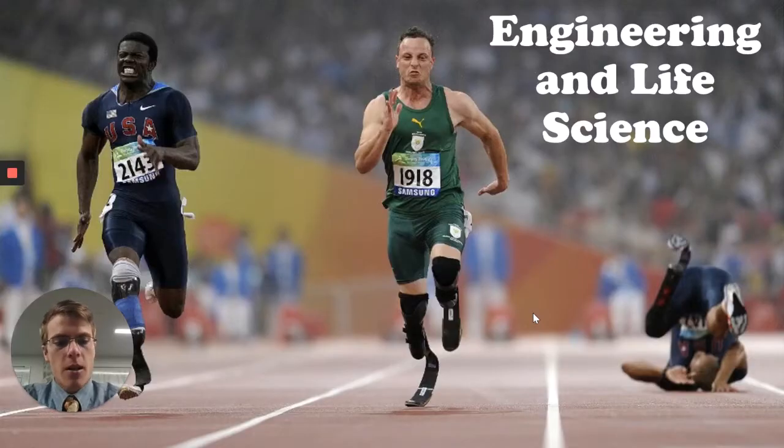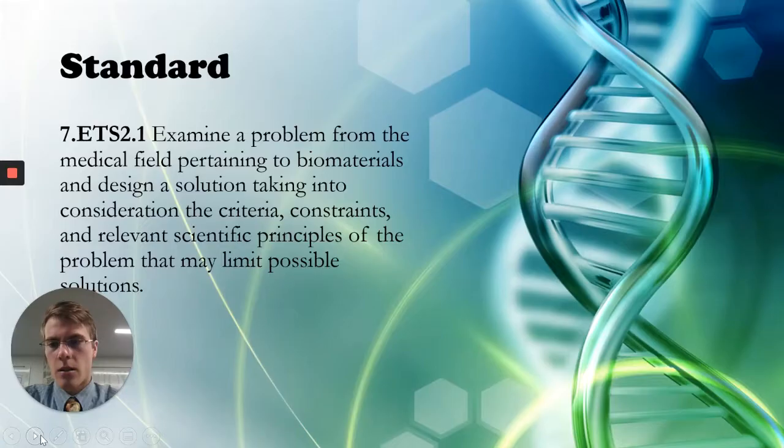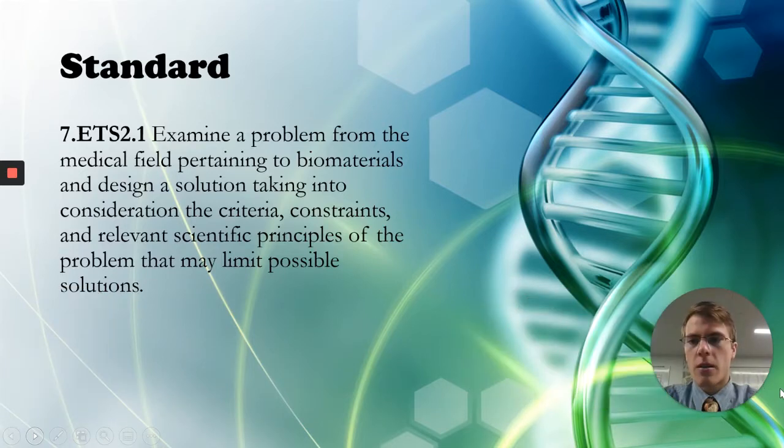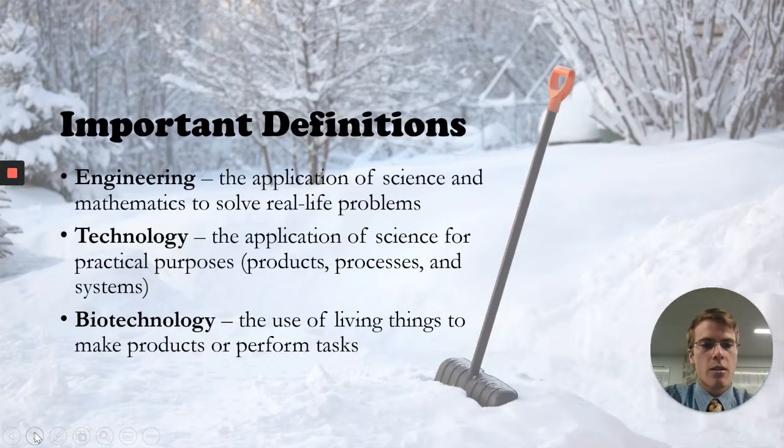All right, so engineering and life science. We're going to talk about how these two things connect and some important definitions that we should know about engineering and life science. So the standard we're going to deal with today is called 7.ETS 2.1, examine a problem from the medical field pertaining to biomaterials and design a solution taking into consideration the criteria, constraints, and relevant scientific principles of the problem that may limit solutions. We're not going to go into the depth of this standard, but we are going to talk about the intersection between engineering and life science.